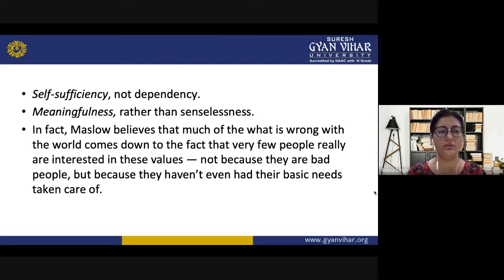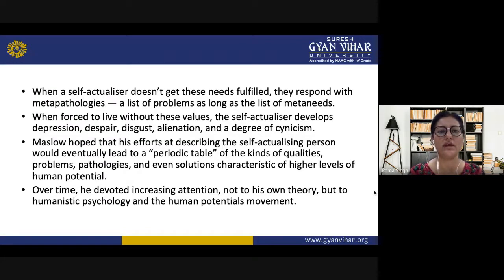So we can be tempted, we can follow others, not knowing that that thing is not good for us. So, when a self actualizer doesn't get these needs fulfilled, they respond with meta-pathologies. This is a list of problems as long as the list of meta needs. So, there are unlimited needs for us, and this will lead to meta-pathologies.